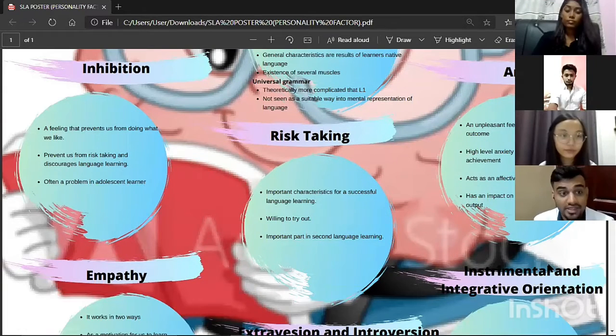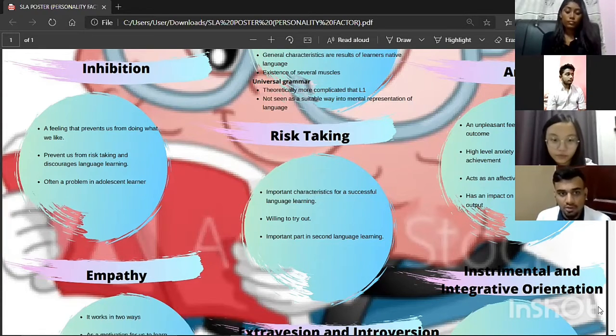Hello, I am Yogesh. Inhibition means a feeling that prevents us from doing what we like. For example, for many years we are doing certain things, and suddenly there is a pause. That means we are unable to continue doing the thing. Inhibition prevents us from taking risks and discourages language learning. When you have inhibition feelings in yourself, you are scared to take risks, maybe because you feel it's going to end in failure, or you are not going to face success when taking the risk.